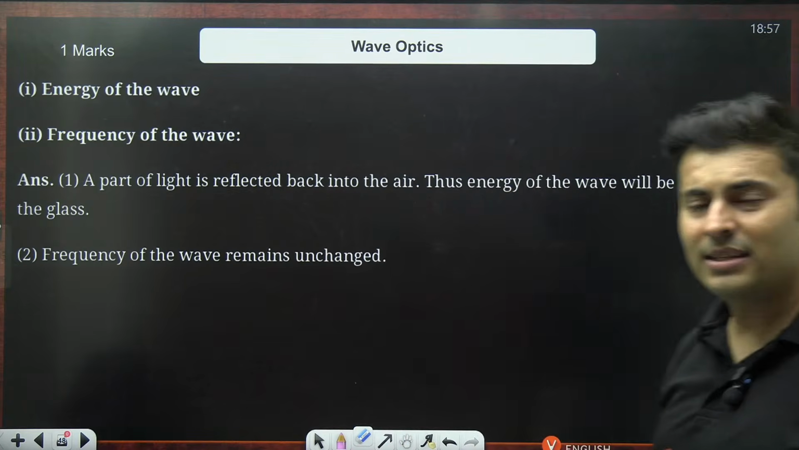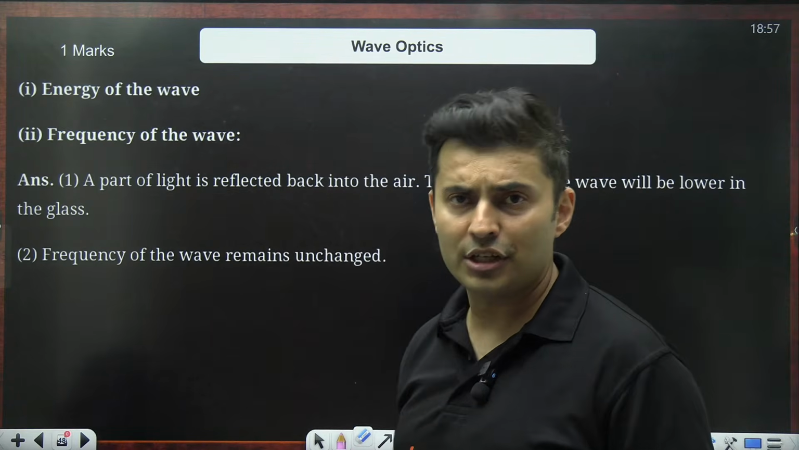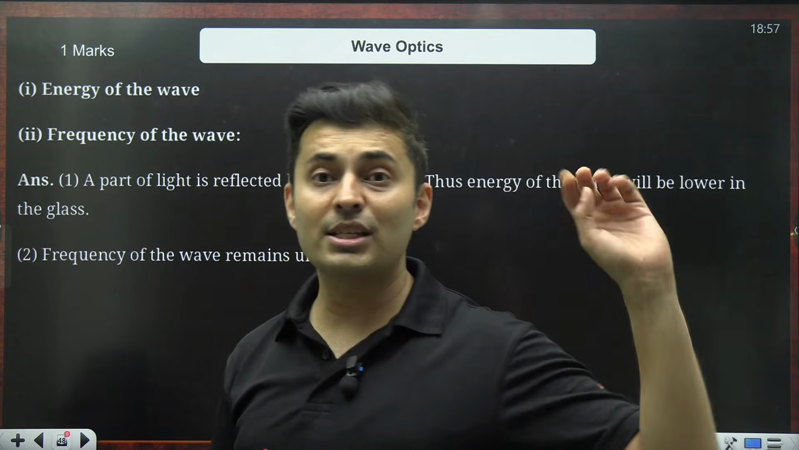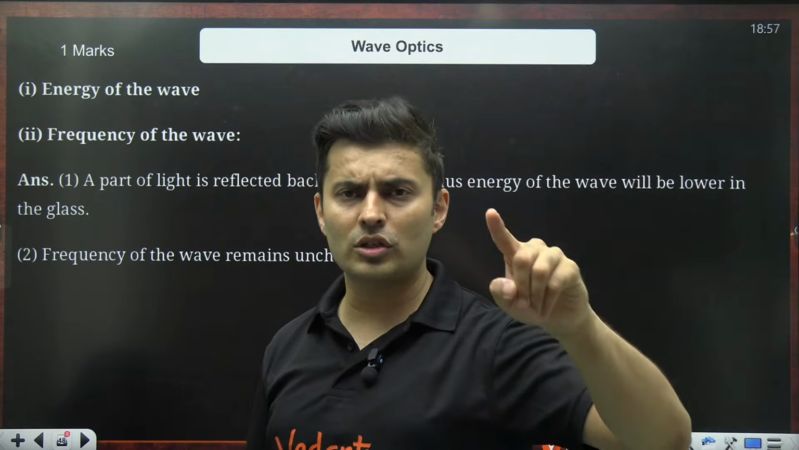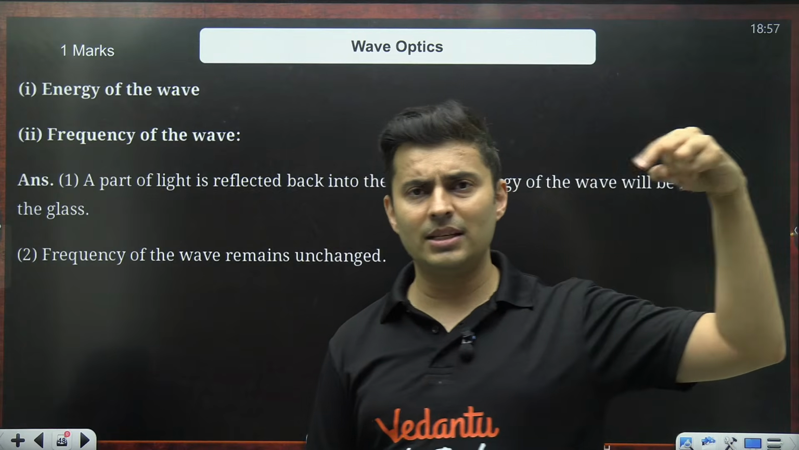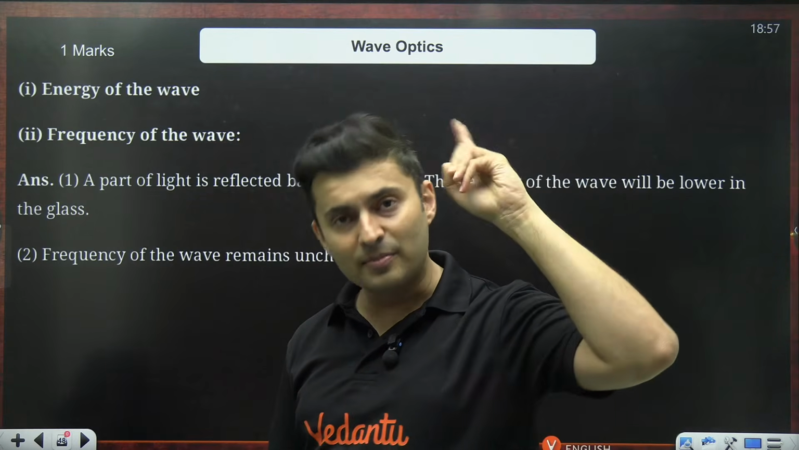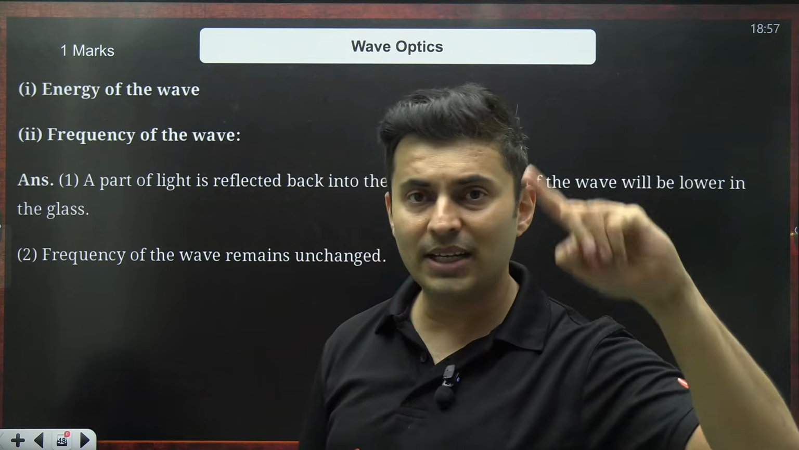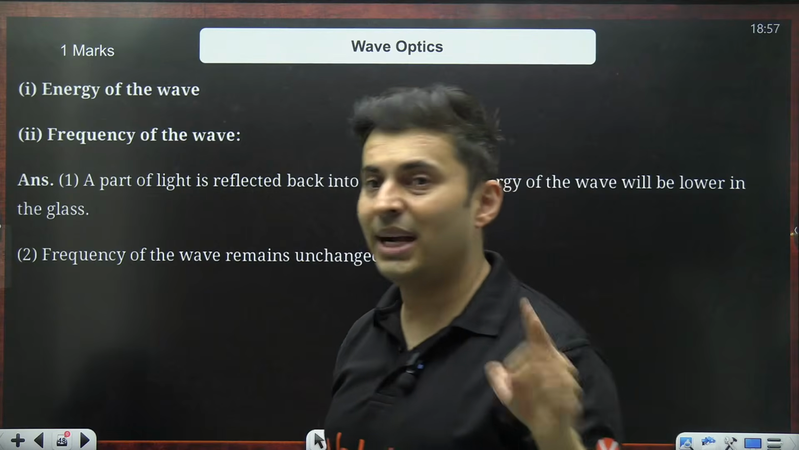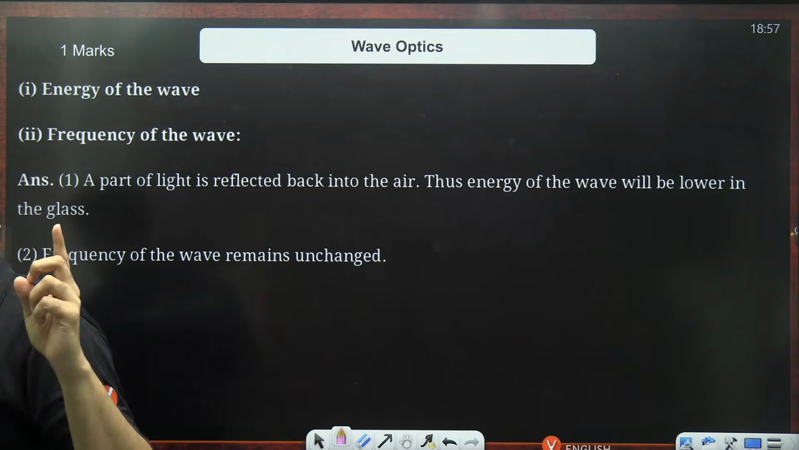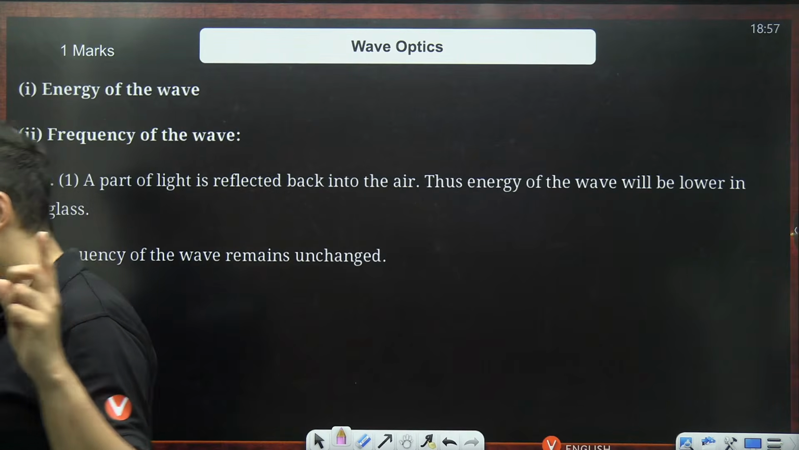Yes, frequency never ever will change. Remember, whether you change the medium or not, frequency is always decided by the source. Since it is coming from the same source, the rate at which the oscillations occur will still be the same. Speed of light will change. Because of that, the wavelength will change. But you will not see the frequency change. Make sense, guys?